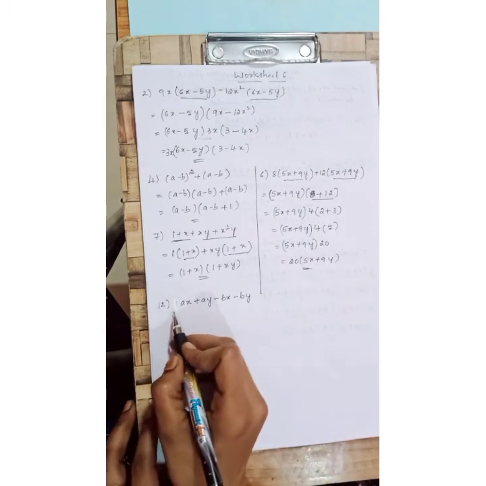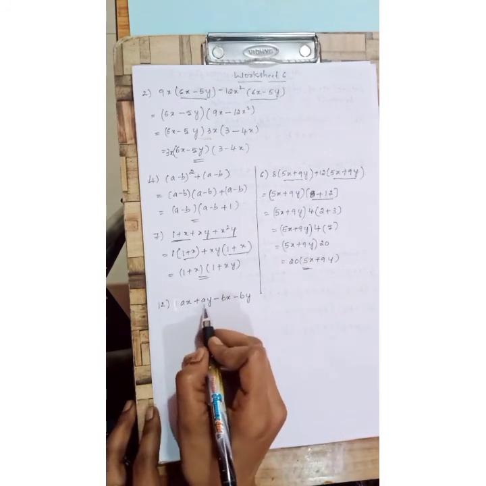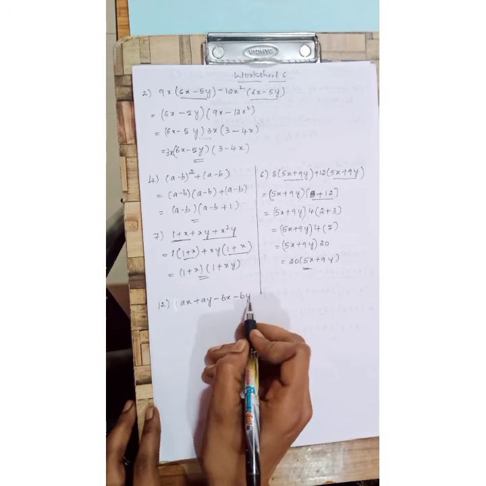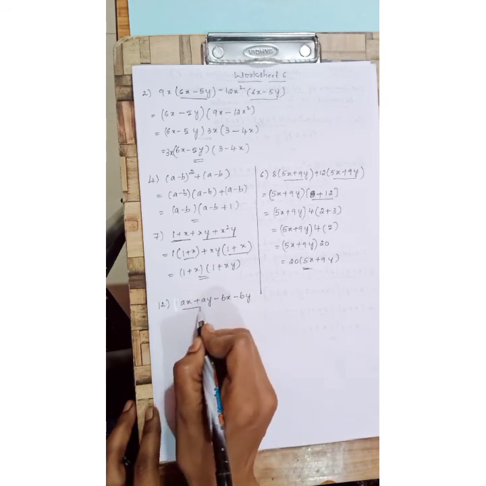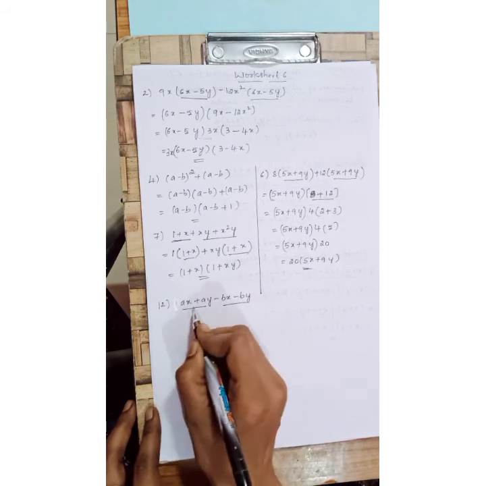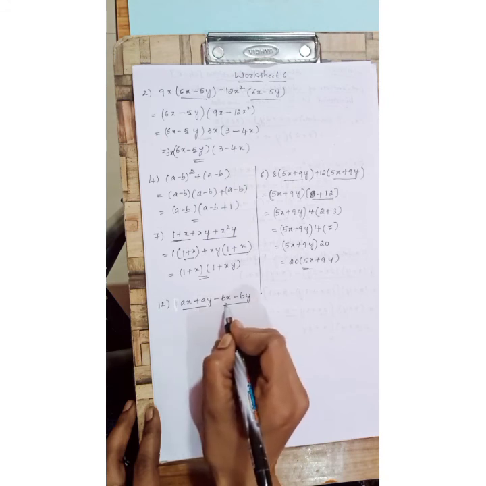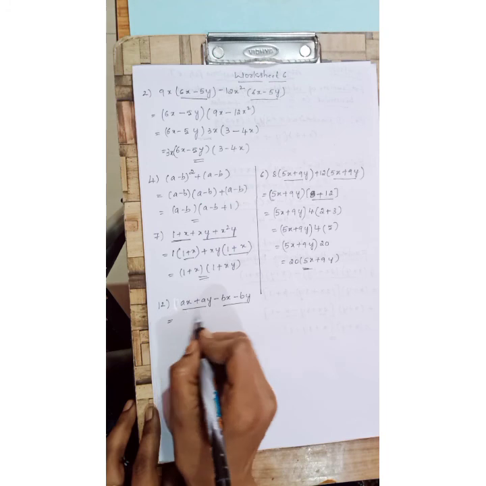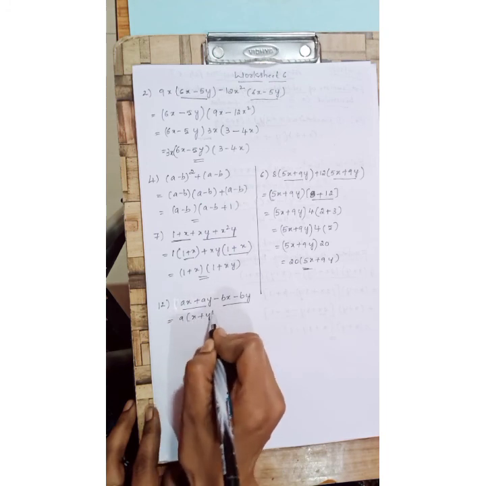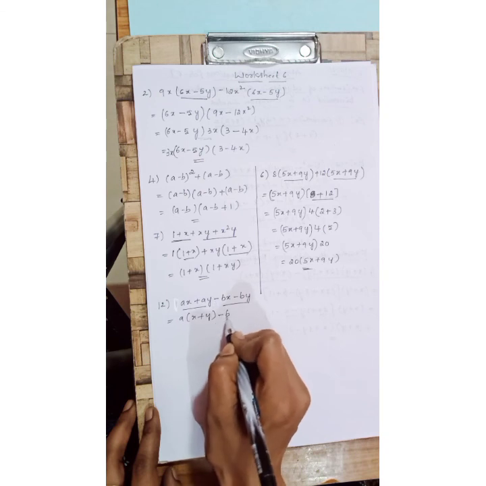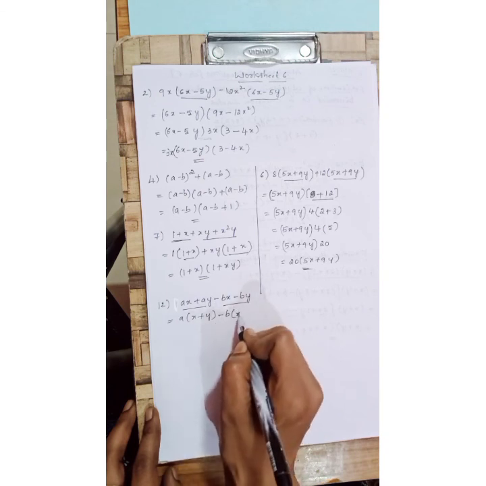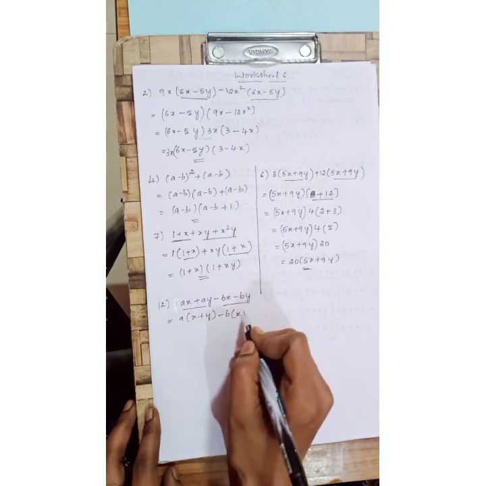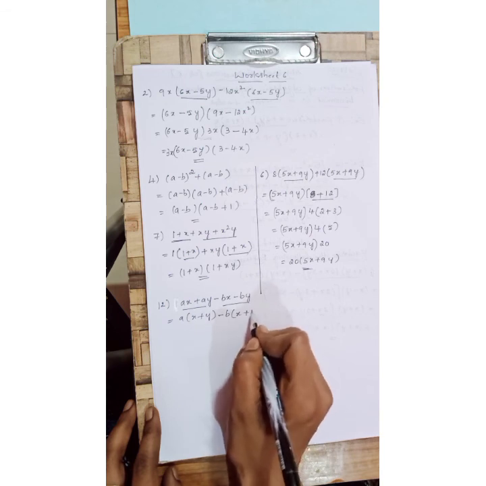Next one, 12th one, ax plus ay minus bx minus by. Let us group these terms. Ax plus ay one group and minus bx minus by one group. Here in both the terms I'll take a as a common, so we're left with x plus y. Here minus b as common, so we're left with x, minus into minus is plus y.